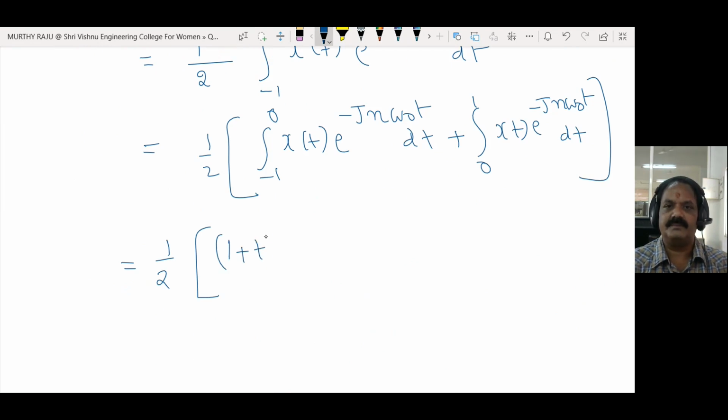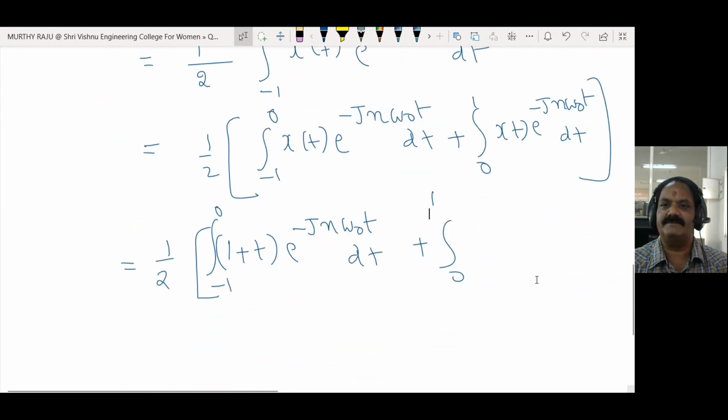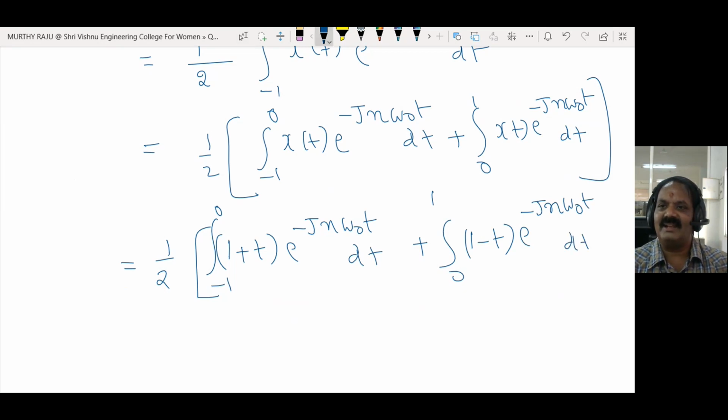So (1 plus t) e^(-jnω₀t) dt in the interval -1 to 0, plus, in the interval 0 to 1, x(t) is 1 minus t. So (1 minus t) e^(-jnω₀t) dt.